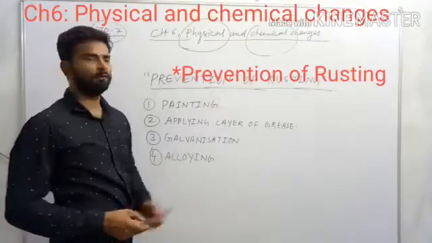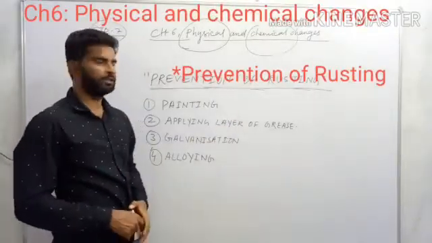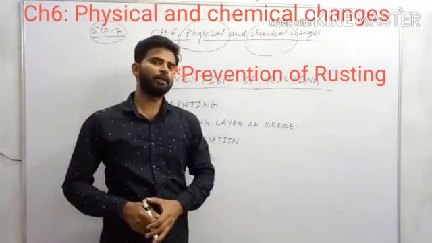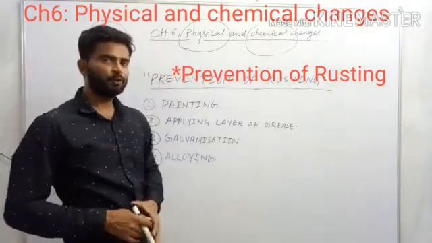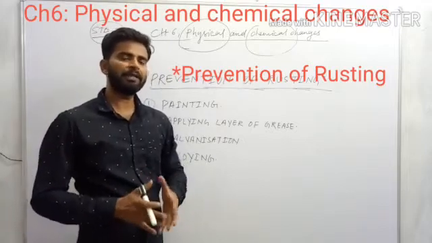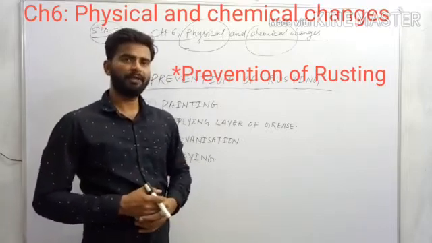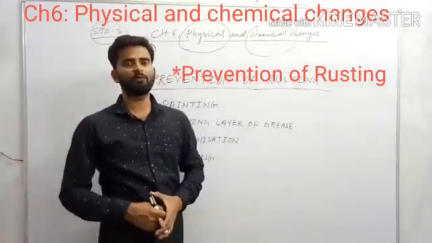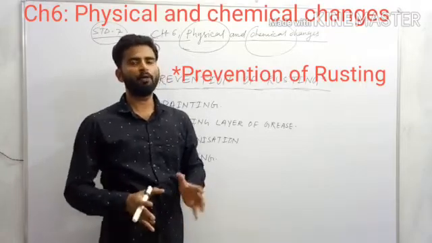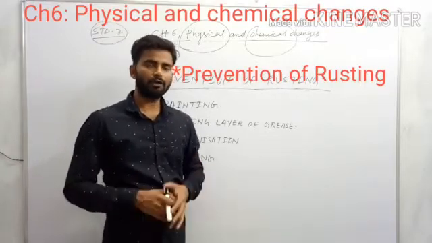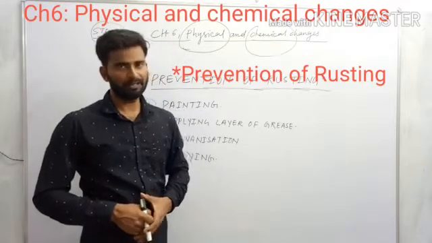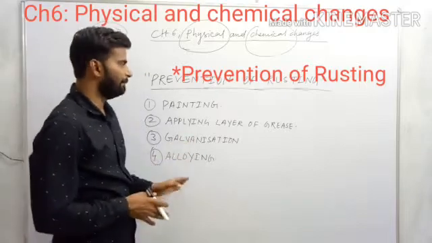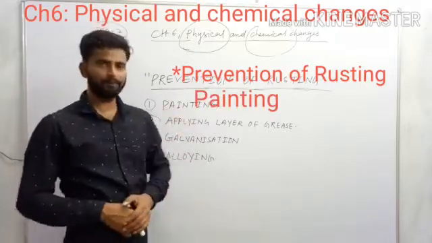See here prevention of rusting. We can use different methods to protect iron objects and iron materials from rust, because when we leave iron objects in an open space, after some time a brown powdery substance comes on the surface of the iron object. So we have to prevent it by using different methods. First we'll use painting.